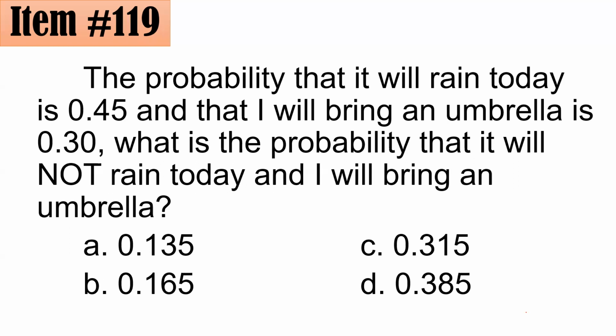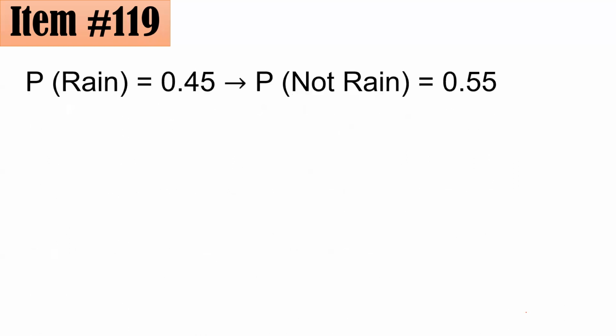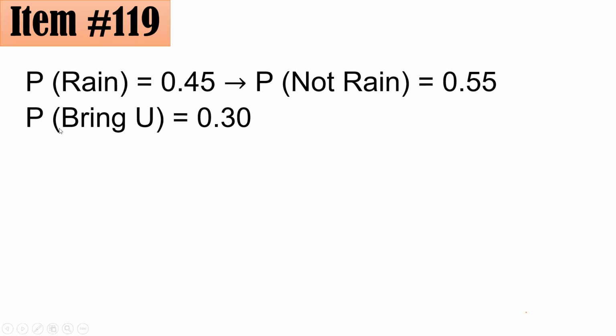Sir Jason, Sir Crispin, Sir Chad, Ma'am Nurse mentioned about letter B. Let's check if that is right. From here, if the probability it will rain is 0.45, then the probability it will not rain is 1 minus 0.45 or 0.55 po. Ngayon, the probability na magdadala ka ng umbrella, sabi, is 30%, di ba? Or 0.30.